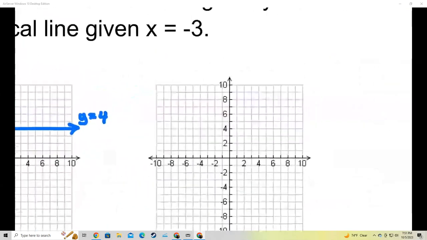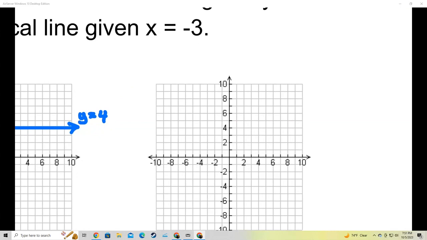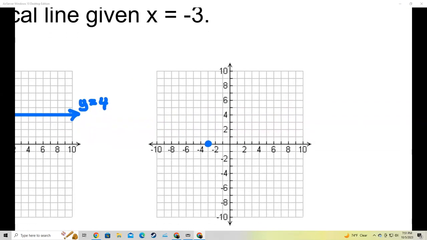Let's take a look at the next one. Remember, I wanted a line that had x equals negative 3. X equals negative 3. On my x-axis, I'm going to put a dot at negative 3. So I'm going to put a dot right here. Remember that x equals is going to give you a vertical line. So you're going to put a line that goes straight up and down through that negative 3.